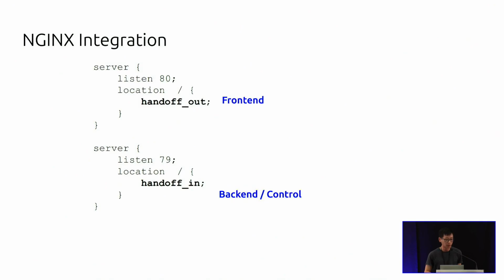So for example, the front end will listen on port 80, and we specify handoff out, where incoming connections will be migrated to other backends. And then we specify a port that listens to control connections, which handles incoming migrations.